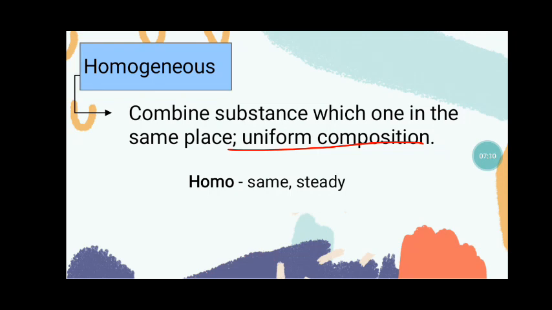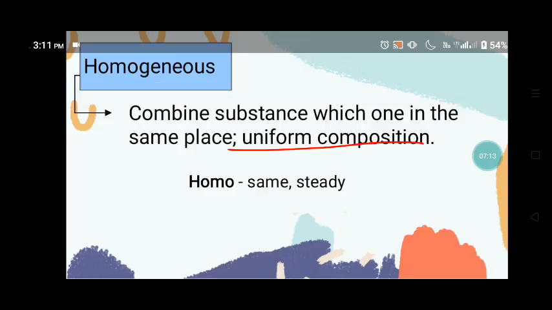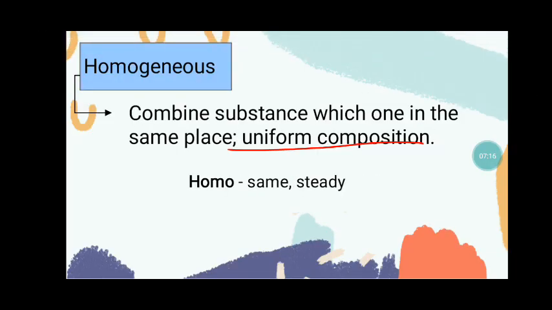Halimbawa ng homogeneous mixture ay salt and water. So, pag hinalo ko yung salt sa water, anong mangyayari? Anong mangyayari sa salt? Made-dissolve. So, halimbawa, yung water, nilagyan ko ng asin. Matutunaw yung asin. So, malalaman ko ba na yung water na yon ay may asin? Hindi. Hindi natin malalaman unless malasahan natin yung asin. Or matikman natin yung water, ma-identify natin na yung water na yon ay may asin.